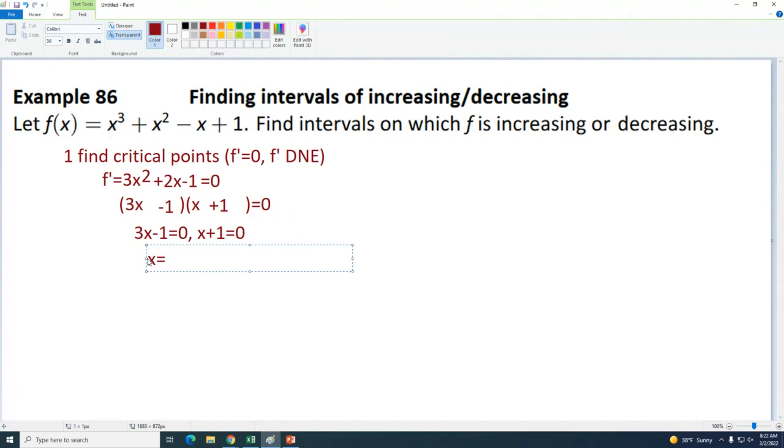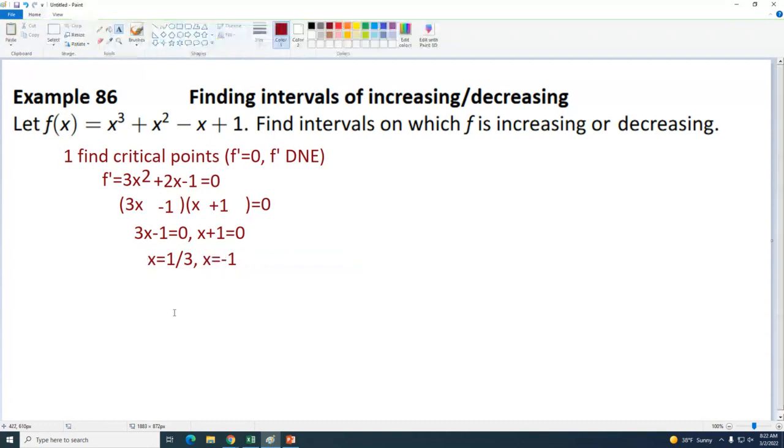So 3x minus 1 equal to 0. You move the 1 over to the right side. You have 3x equal to 1, divide both sides by 3. So x equal to 1/3. That's one solution. The second case, if x plus 1 equal to 0, you move the 1 to the right side, turning it into negative 1. So x equal to negative 1 is the solution for that part. And now we find two solutions for the polynomial.